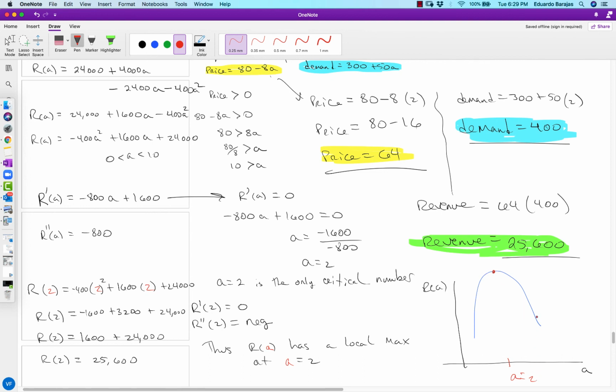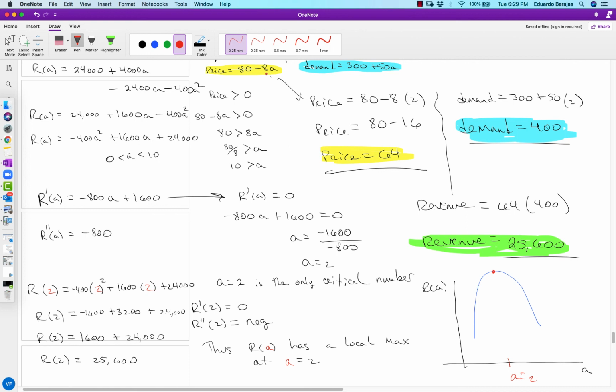So when A equals 2, the price is going to be $64, the demand is going to be 400, and total revenue is going to be 25,600. If you change this just a little bit, like maybe you decide to go to A equals 3, and A doesn't have to be a whole number, it could be a decimal value as well. So maybe it could be 2.5 or 2.1 or something like that.